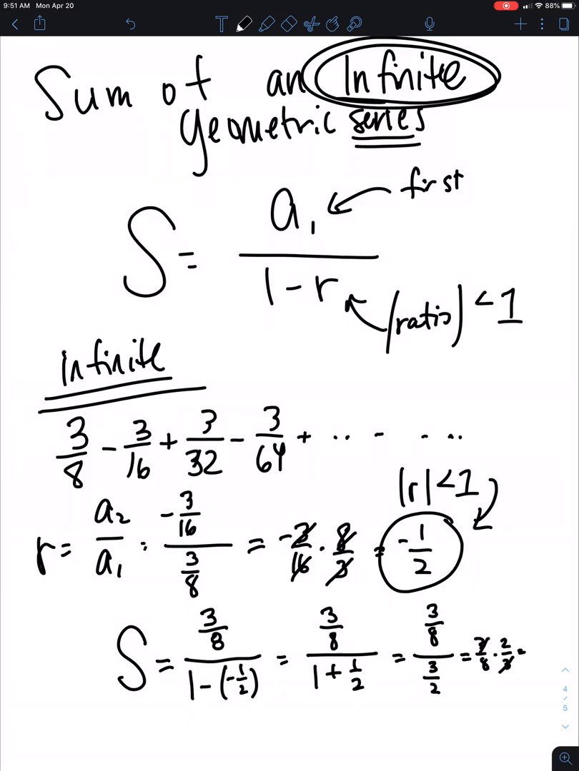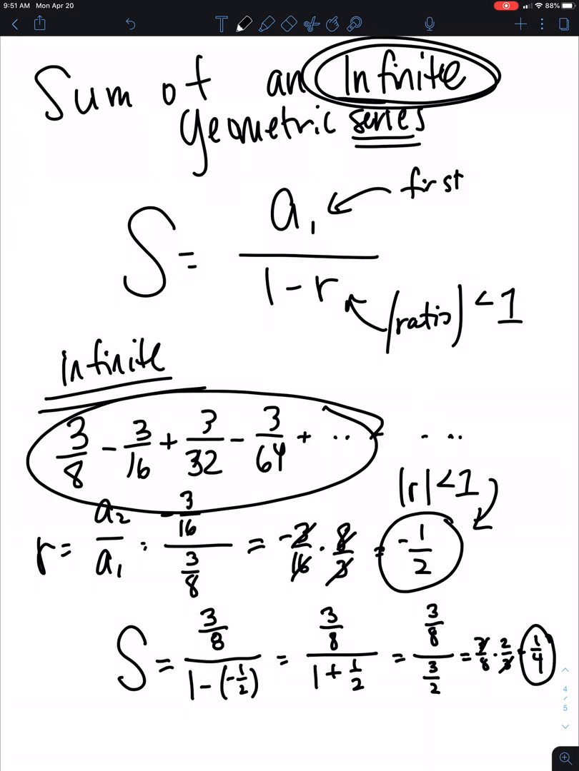These cancel. So I get 2/8, which is 1/4. So the sum of all of these numbers, it's crazy that it's this low, but the sum of all these numbers is approximately 1/4. Now you're going to add on minuscule amounts, out in the infinite world, but the sum is 1/4.